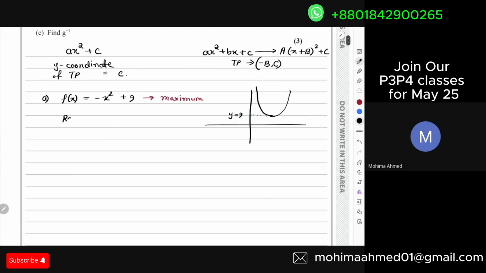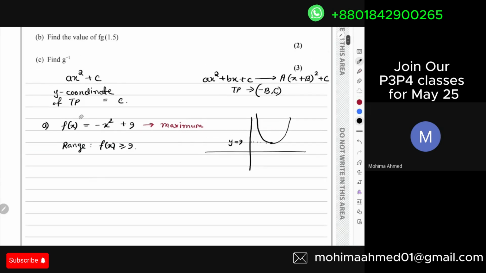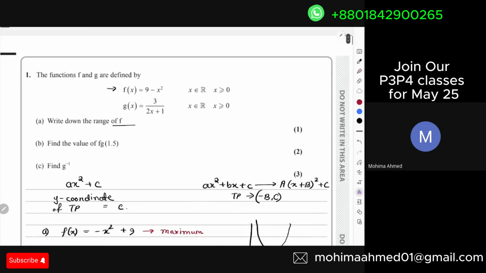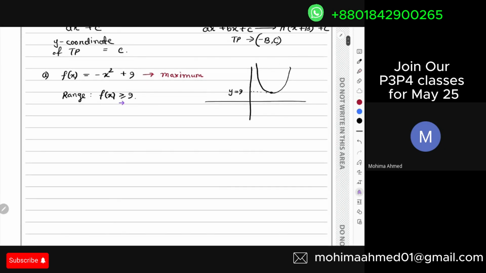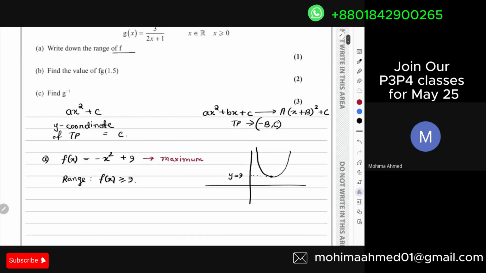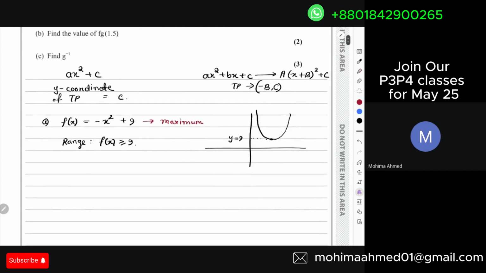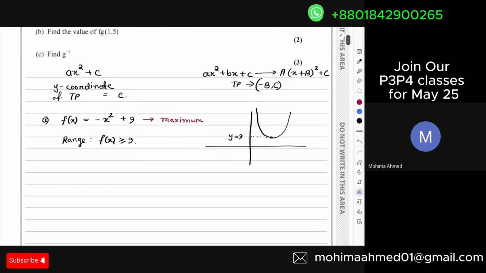So you finally can write that the range over here is f of x, because they're representing the y as f of x, so f of x less than or equal to 9. Right, all the other things I wrote over here, they're not necessary. Only writing this will be enough for you to get the mark. I think they're giving you 1 mark, right? So only writing this is enough. No need to draw the shape, explain this or any of these things. You don't even need to say whether this is a maximum graph or minimum graph. That's just for you to understand, but no need to write this on the copies.